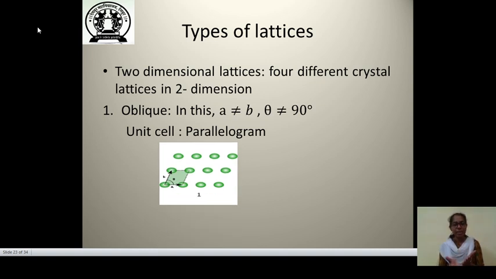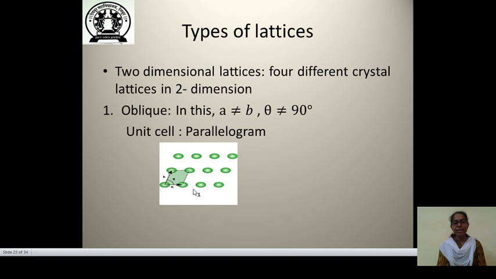Oblique means we have a two-dimensional lattice in which the length of the A vector is not equal to the length of the B vector, and the angle between A and B is not equal to 90 degrees. Then that unit cell or that crystal is called the oblique crystal lattice.